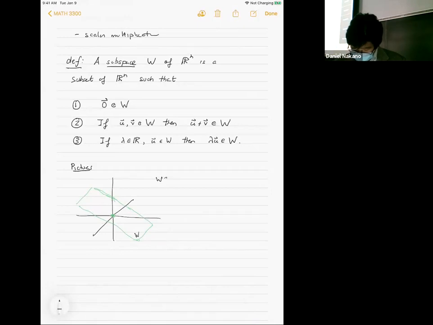And we know W is a subset of Rn. Does it contain the origin? Yes. And if I take two vectors on that plane and add them together, the sum is on that plane. And if I take a vector on this plane and multiply by a scalar, it's on this plane too. So this is a subspace. In R3, the way you should think about subspaces is that they're either planes or lines through the origin, or you can get the whole space R3.